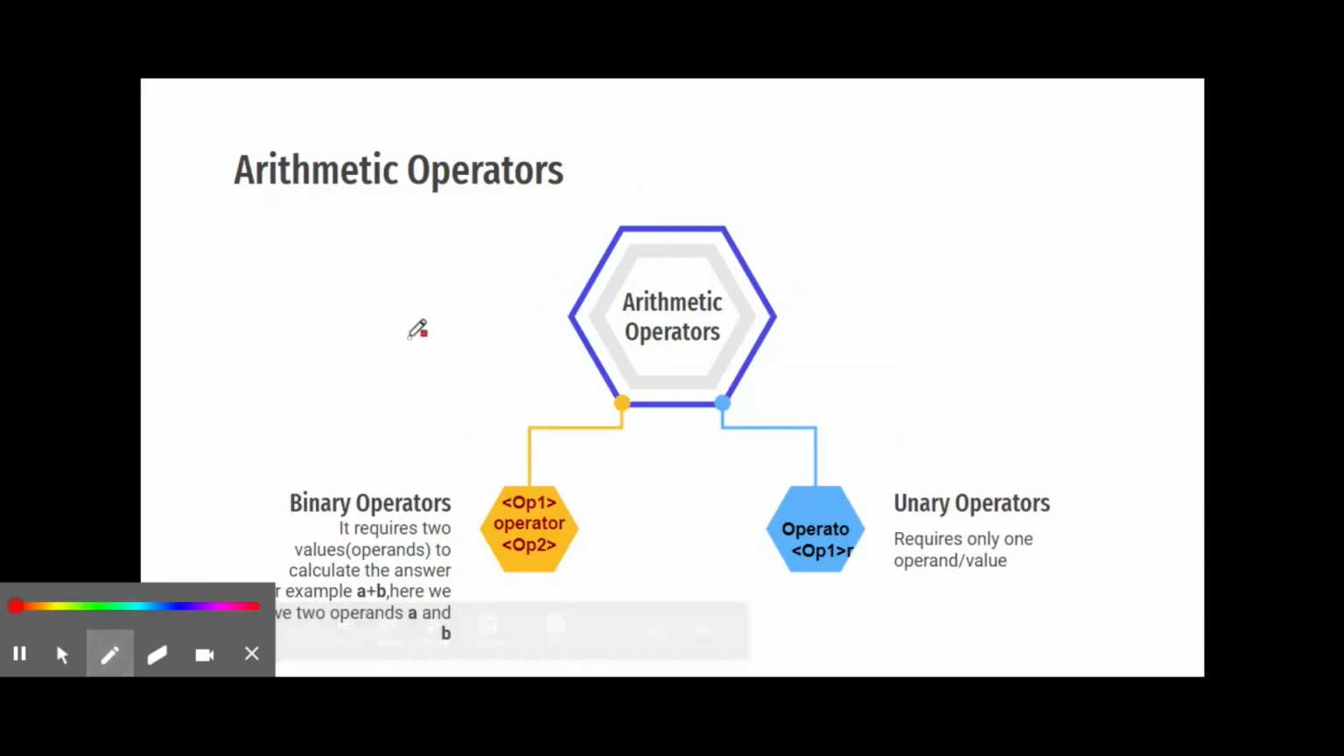Next we will be looking at the arithmetic operators. So arithmetic operators are of two types. First we have the binary operator and next we have the ternary operator. So binary operator will require two values. That is, it requires two operands. Say if I want to do A plus B, I'll need A and I'll need B. If I want to do 2 plus 3, I'll need 2 and I need 3. But for ternary operators, I'll only require one operand.